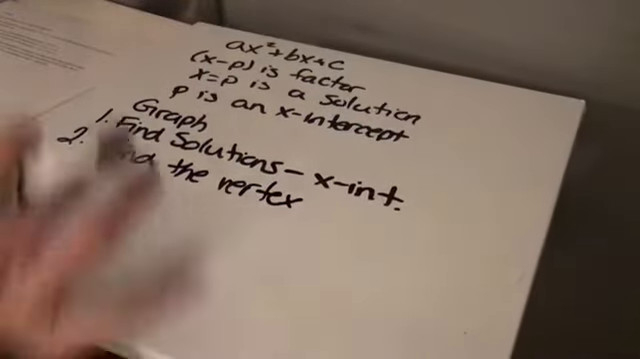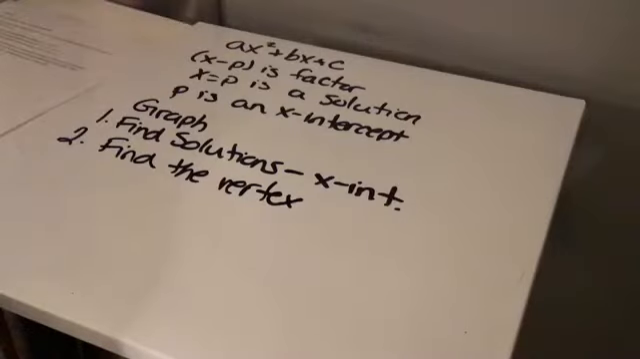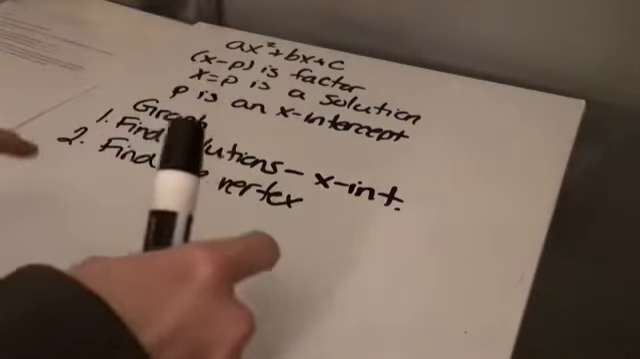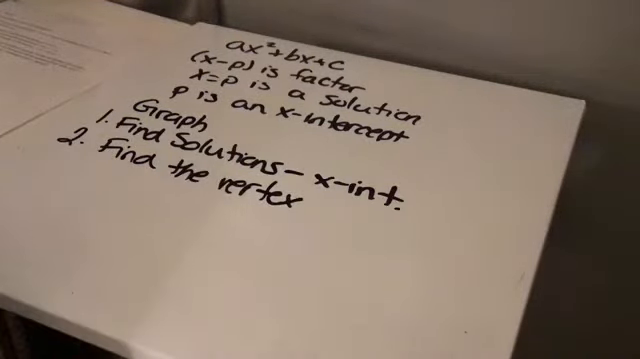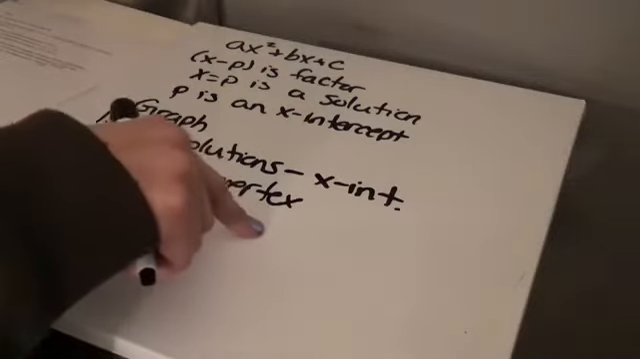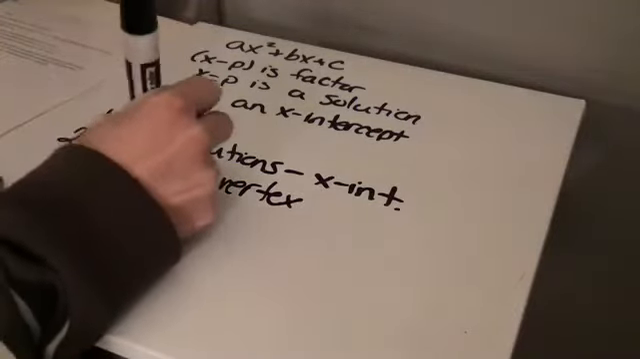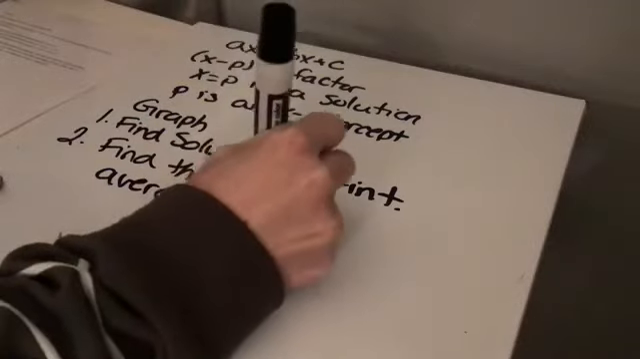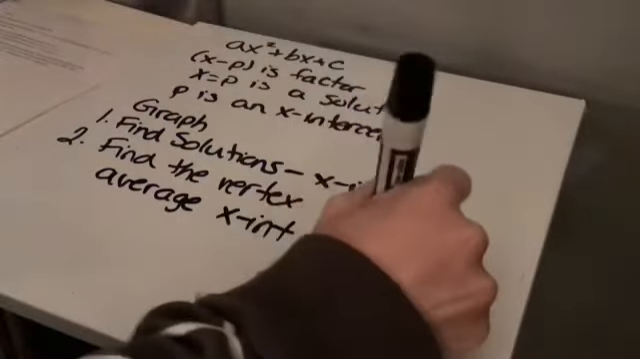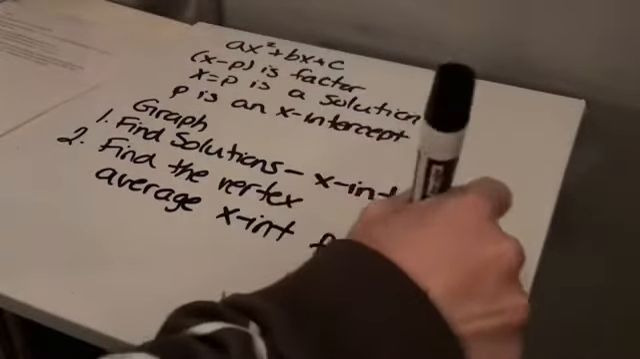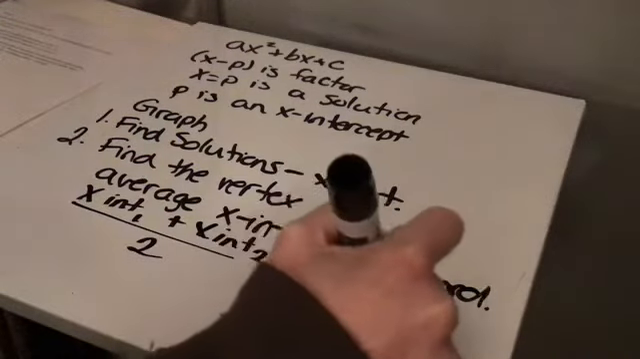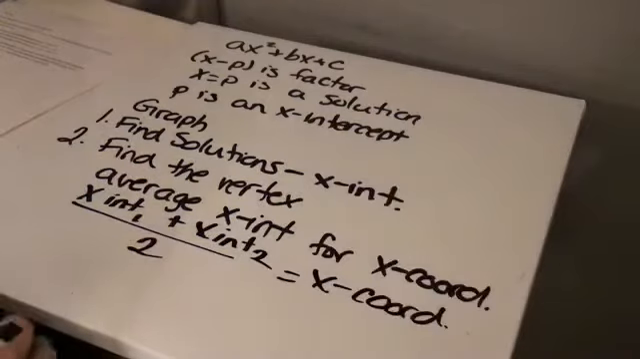Because quadratics, so when it's x squared, are symmetrical about the vertex, that tells us that the x-intercepts are the same distance from the vertex. Okay, so to find the vertex now, you're going to average your x-intercepts. Okay, so the average means you take your x-intercepts and add them together and then divide by 2. And that's the x-coordinate of your vertex.